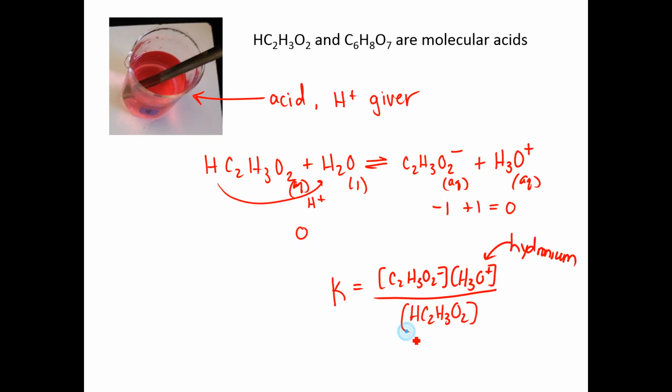HC2H3O2. And this is a Kc expression because I'm writing it with brackets. We're talking about molarity here. But since this is a Kc expression for an acid, this is known as a Ka expression. So there you go. We've just written our first Ka expression.